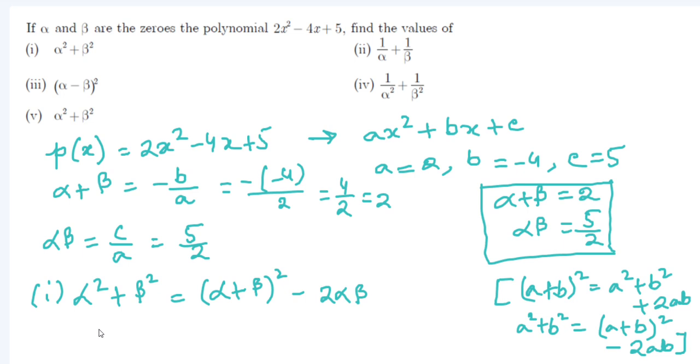So now let us replace the values. Alpha plus beta is 2. So 2 square minus 2 into alpha beta, which is 5 by 2. So that means 4 minus 5, that is equal to minus 1. So we got the answer of the first part. So now let us solve the second part, that is 1 by alpha plus 1 by beta. So let me solve it in the next page.